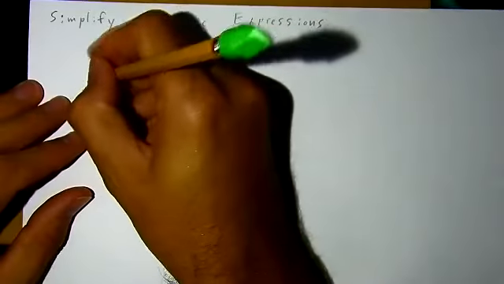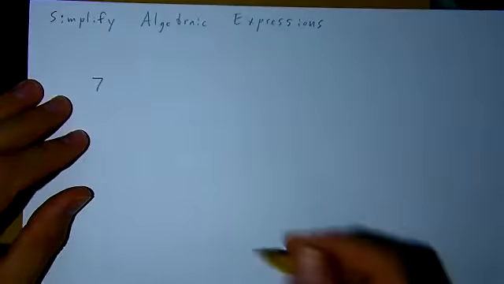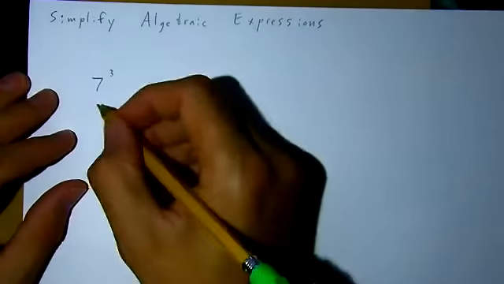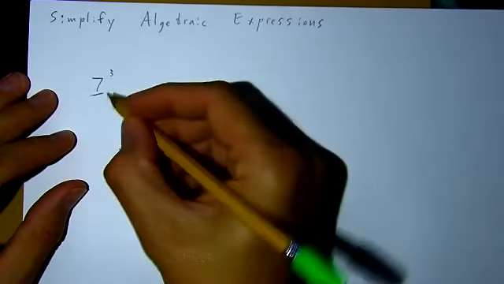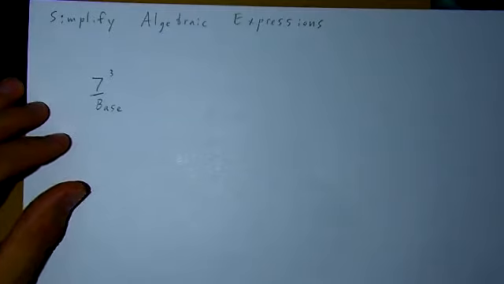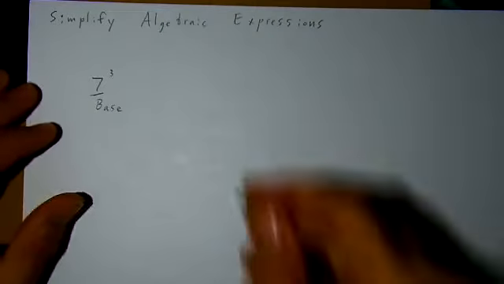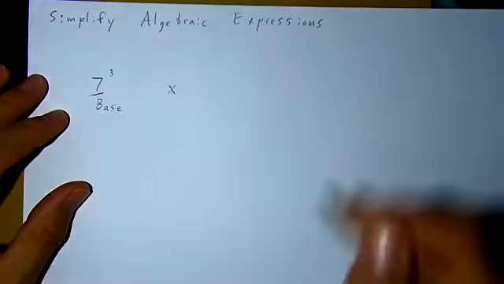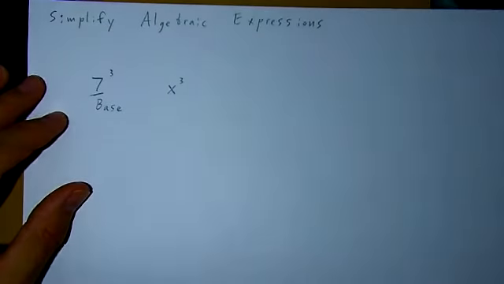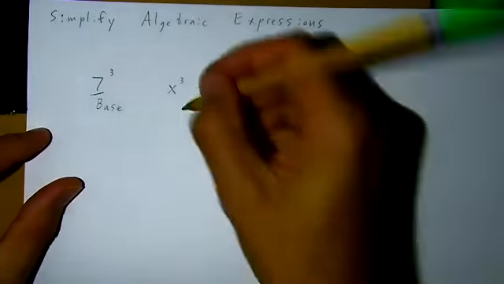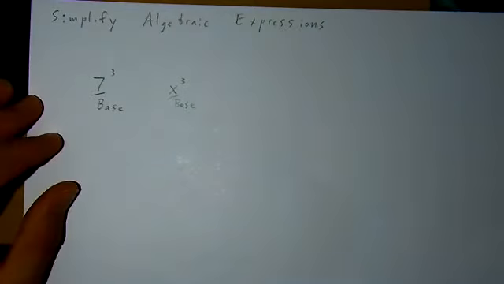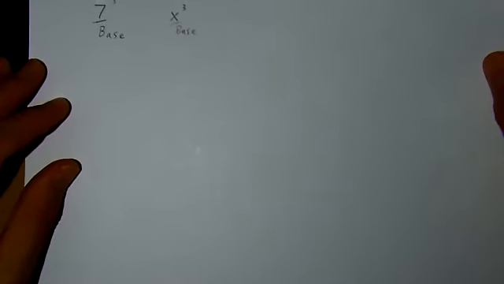So let's say we have a number 7 with an exponent 3. This number right here is called the base. Now it doesn't have to be a number, it can be a letter. So you had a variable x with an exponent 3. That x is also called the base. You need to know that term because of what I'm about to tell you.